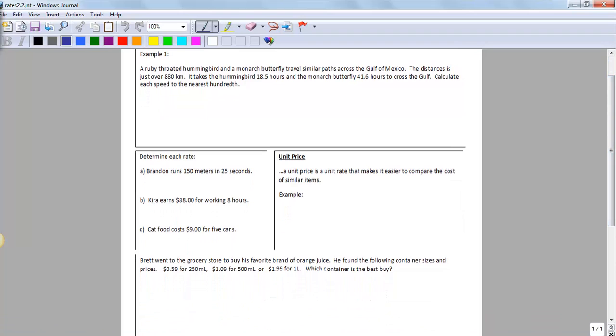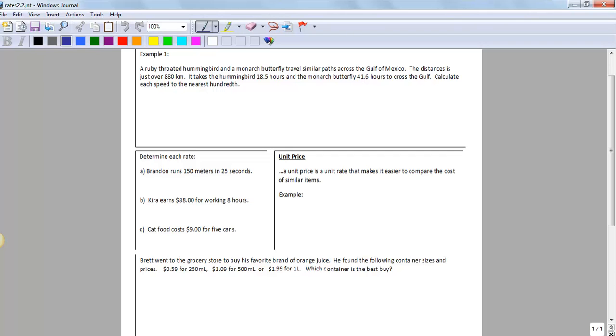So it says, a ruby-throated hummingbird and a monarch butterfly travel similar paths across the Gulf of Mexico. The distance is just over 800 kilometers. It takes the hummingbird 18.5 hours, the monarch 41.6 to cross the Gulf. Calculate each speed to the nearest hundredth.